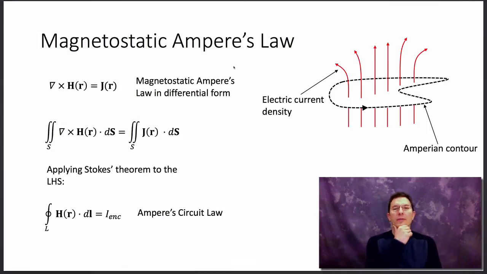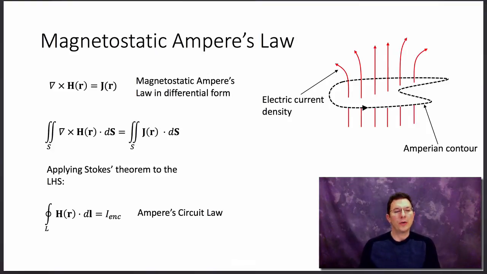Well, let's dive in now to the magnetostatic version of Ampere's law. Here is, again, the differential form of Ampere's law. The curl of the magnetic field is equal to the electric current density. If we integrate both sides of this equation over some area like this, we're certainly free to do that. Let's examine what happens here on the right hand side first off.